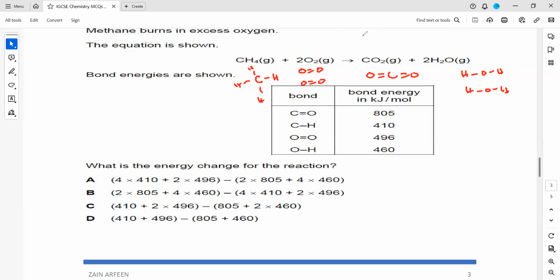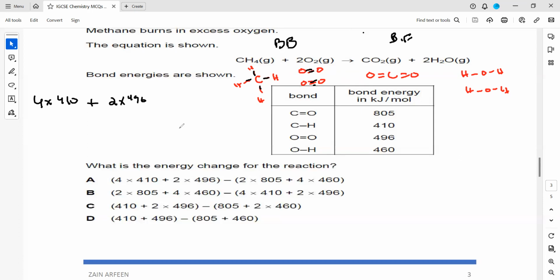The reacting side is the bond breaking side. The product side is the bond forming side. To get the energy change, it is bond breaking minus bond forming. So there are four C-H bonds. Each C-H bond has a bond energy of 410, so 4 multiplied by 410. Plus oxygen double bond with oxygen, which is 496. How many of them? There are two of them, so it will be 2 multiplied by 496.